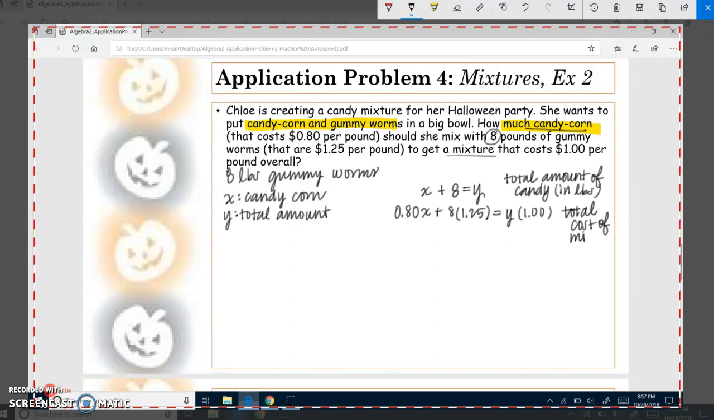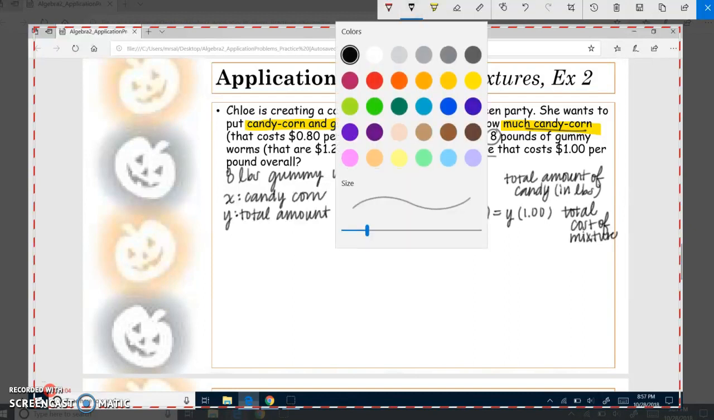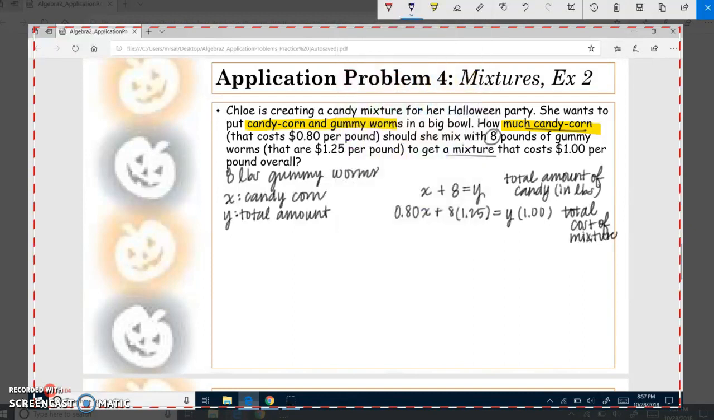Now this is kind of a funky thing to be mixing together, candy corn and gummy worms, but whatever kind of candy you like, this type of problem would work for that. So let's think about whether we would want to use substitution or elimination here. When we come across our first equation, notice how we already have Y all by itself on one side. So that means this equation I can already use for substitution.